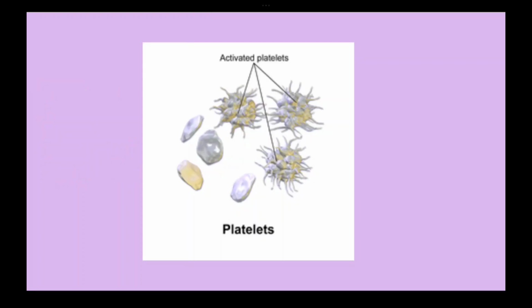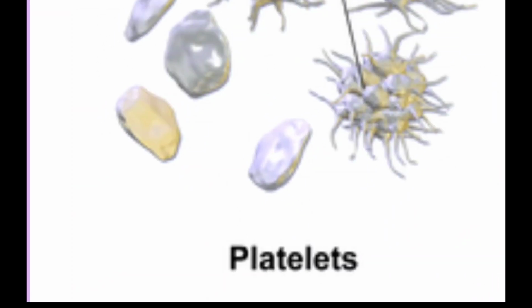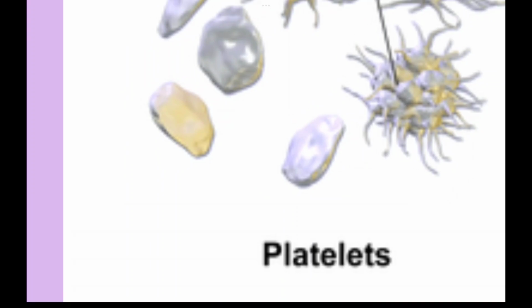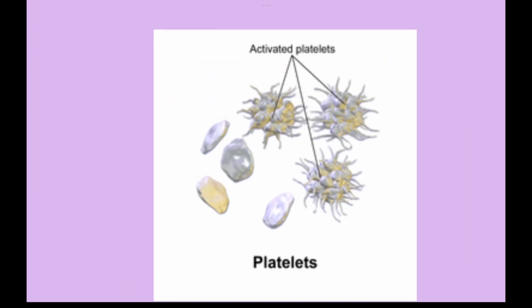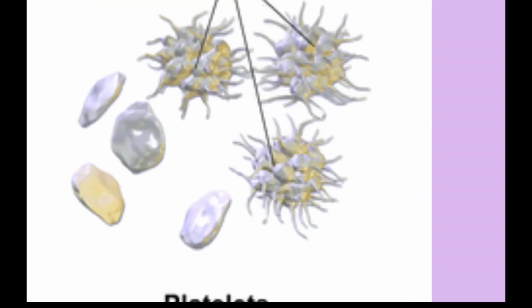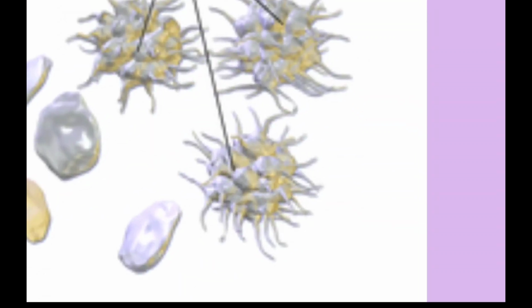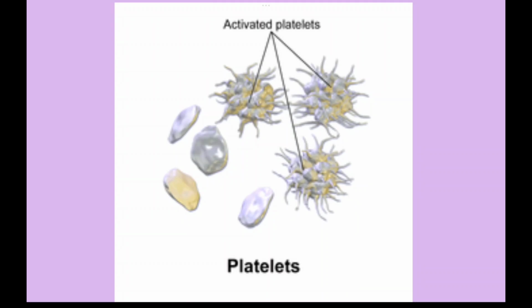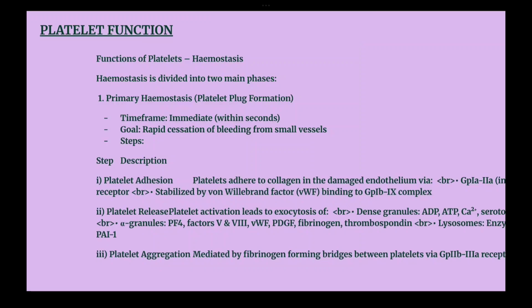So platelets can be in two forms. One is discoid shape, the normal round shape that you see here. These are in normal state, but when they are activated or when they are starting to work, they are like this. They form hair-like structures and they are activated for clotting. Now, platelet functions are mainly to maintain the hemostasis.